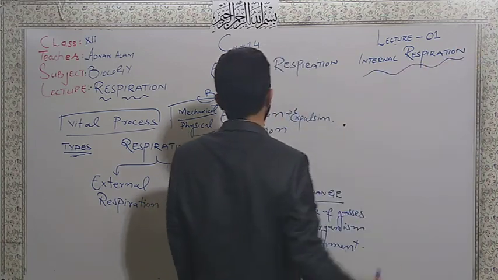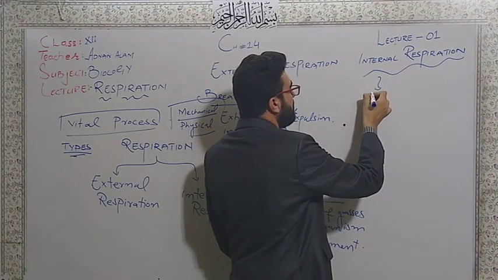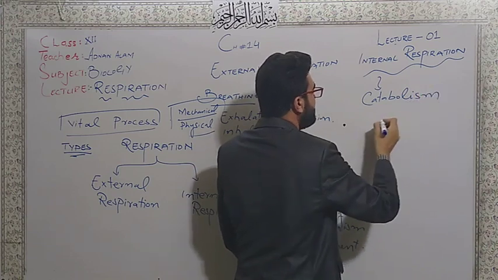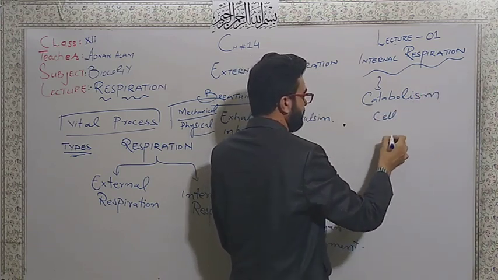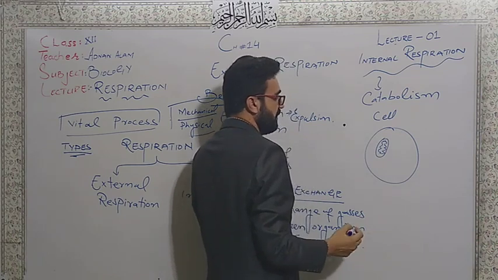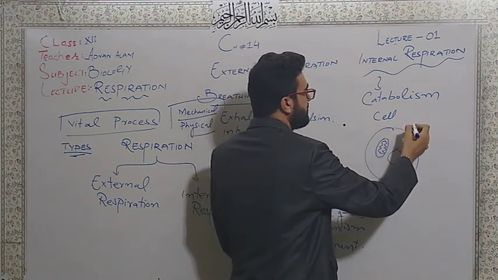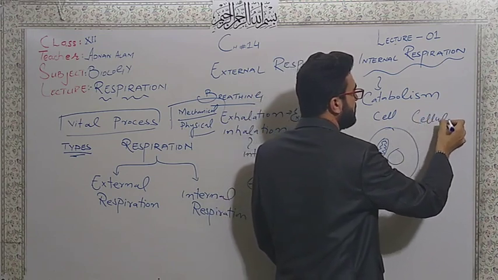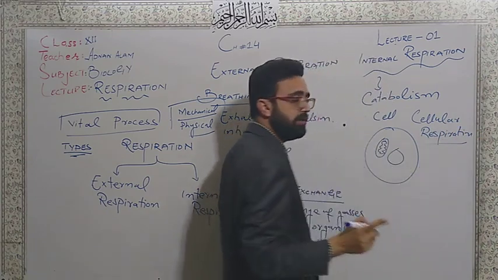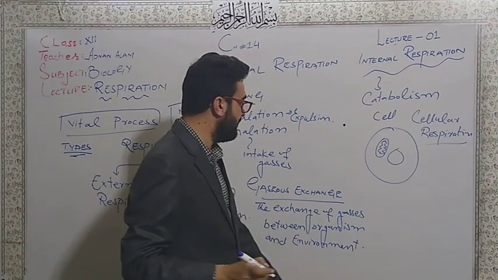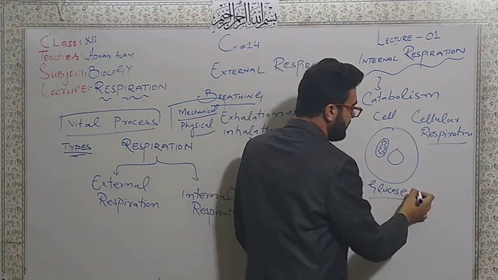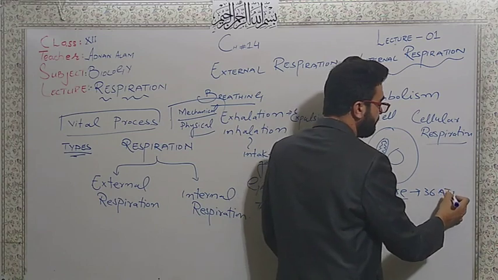Internal respiration is the catabolic chemical process which occurs inside the cell. In the cell we have mitochondria, and in mitochondria the cellular respiration takes place. This is called cellular respiration. My dear students, you studied the cellular respiration process in chapter 4 in grade 11, in which one glucose molecule was catabolized into 36 ATP molecules.